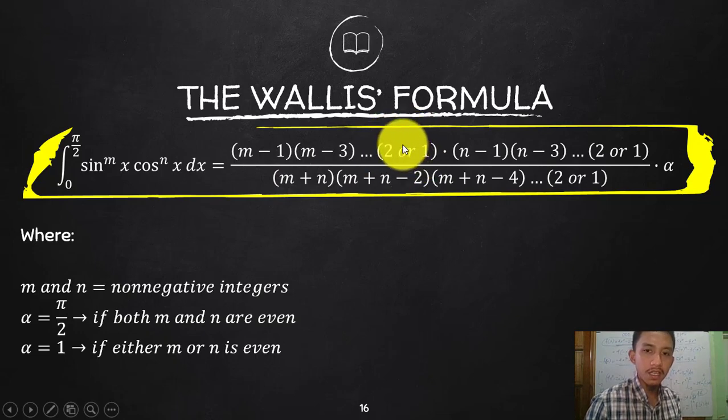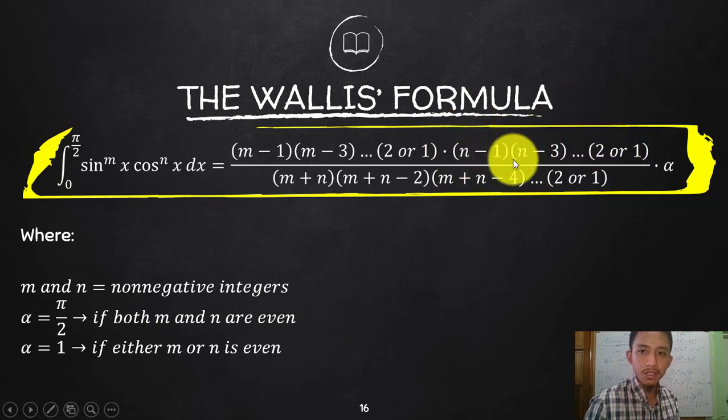That is the end. So if you ended up with 2, stop already. If you ended up with 1, stop already. Okay, 2 or 1, stop. Then that is for our m. Then for our n, the same thing will happen. Subtract 1, subtract 3, 5, 7, so on and so forth. Up to the time you will end up with 2 or 1.